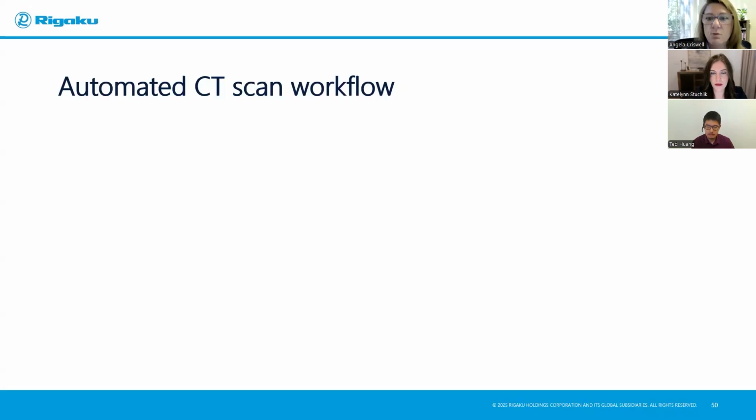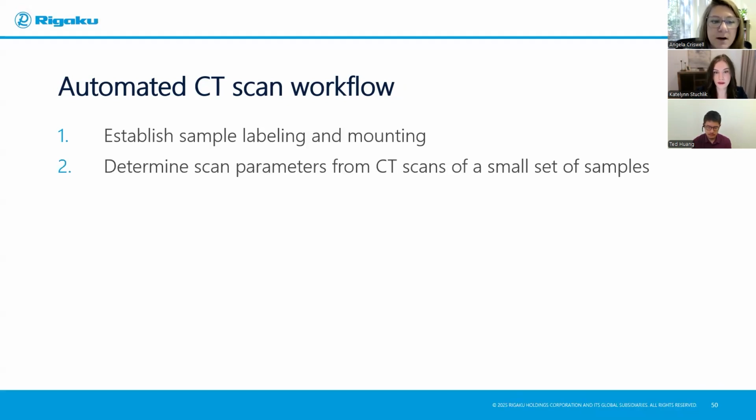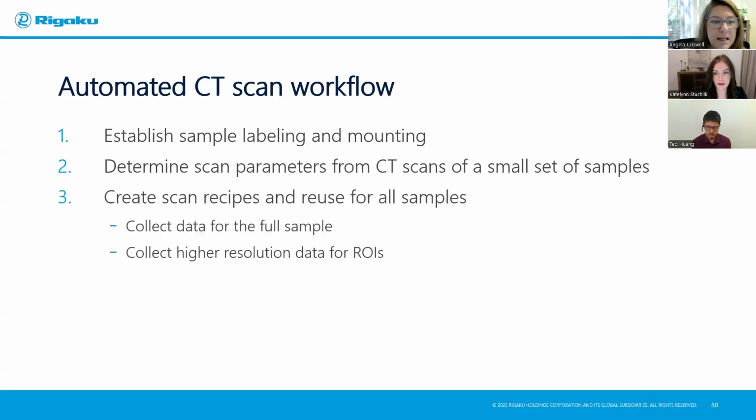All right, so we've talked about quite a few things to consider, and now we want to automate our scan workflow. So first, we want to label it well, get that information about the sample into the metadata, determine our scan parameters that we are generally going to use, and do some test scans of a small subset of your larger sample size. And once you identify the ideal scan parameters, then you can create what are called scan recipes and use that for all scans.